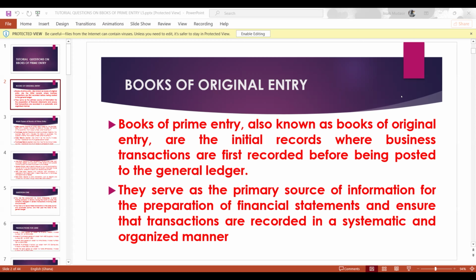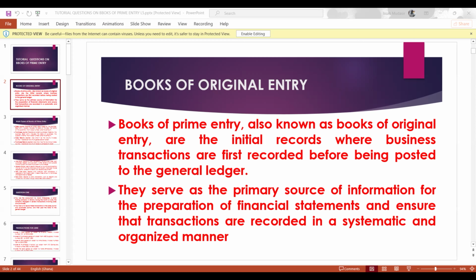So if a particular transaction or business activity is involving credit transaction, for example, we have sold goods on credit to a particular individual. Where are we going to record this one? Sales what? Journal. Thank you. Sales journal.